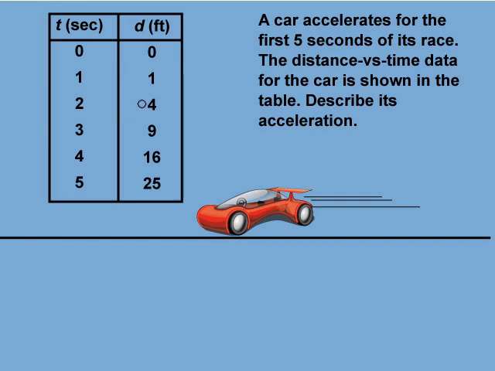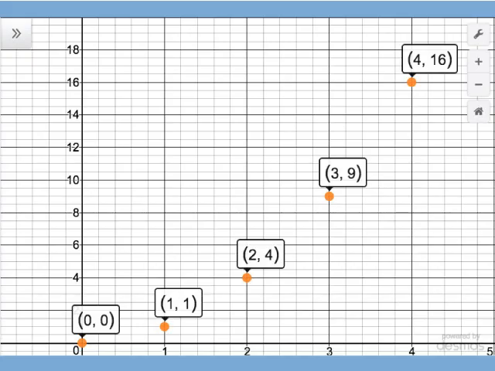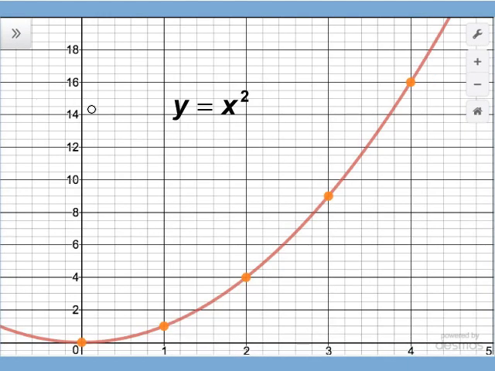If we look at the data, we see that for every increase in 1 second, there is a larger increase in the distance covered. This is a description of nonlinear motion because the speed of the car isn't constant. A time versus distance graph shows that the coordinates don't form a straight line. A curve connects these dots, as shown in this graph. This is a graph of y equals x squared, which is a quadratic function.